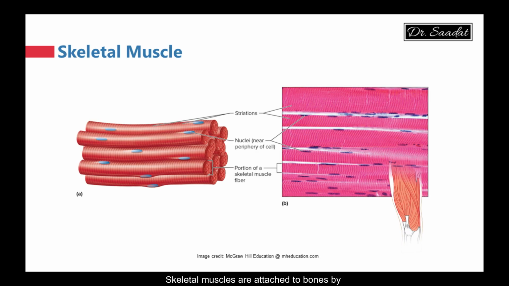Skeletal muscle. Skeletal muscles are attached to bones by tendons and make up the bulk of our muscles. Skeletal muscle has a long cylindrical shape with multiple nuclei. It also has striation, which are alternating strips of dark and light zones due to the unique arrangement of contractile proteins within the muscle cell.